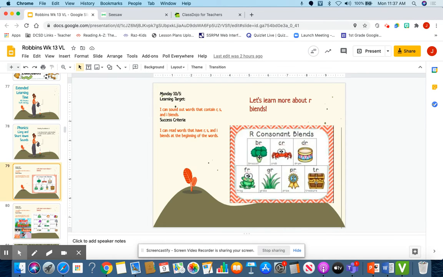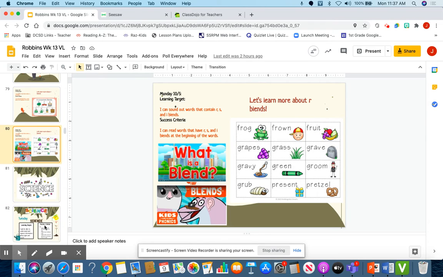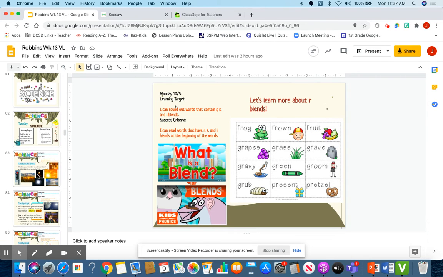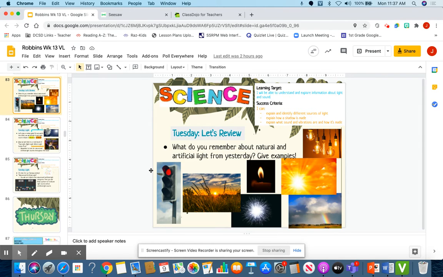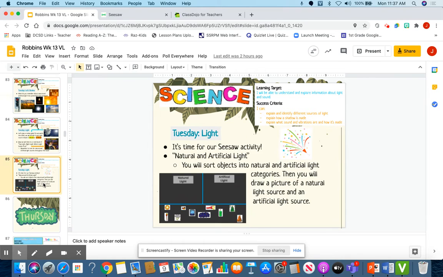In ELT on Tuesday, we're going to be looking at R consonant blends. Science, we're continuing our discussion on light. We're looking at natural and artificial light. And in this activity in Seesaw, they will sort objects into natural and artificial light.